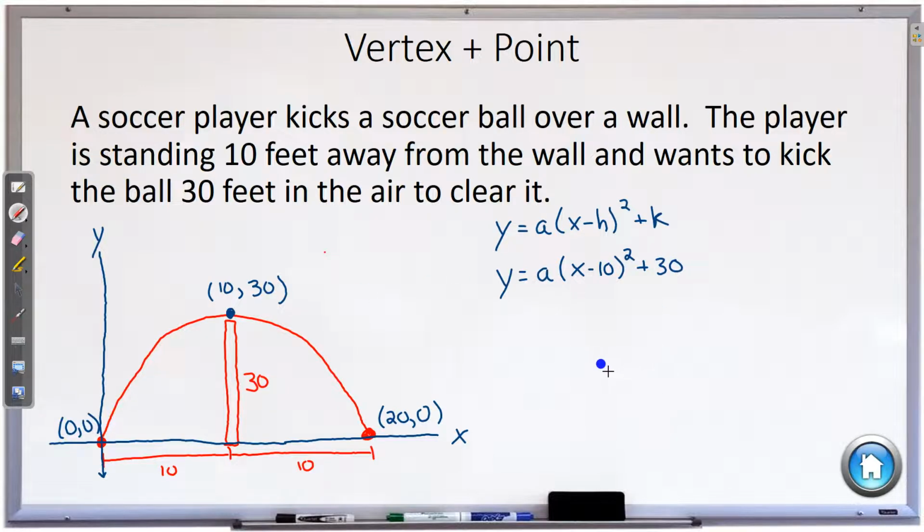And you can see we only have one thing left, the a value. So we have to solve for a. So we need one other point to do this. And we actually have two to pick from. We can either do 0, 0 or 20, 0. I think 0, 0 might be easier. Smaller numbers are oftentimes easier. So into the x's we're going to put 0, and into the y we're going to put 0. So 0 into y. Into x we're also putting 0.